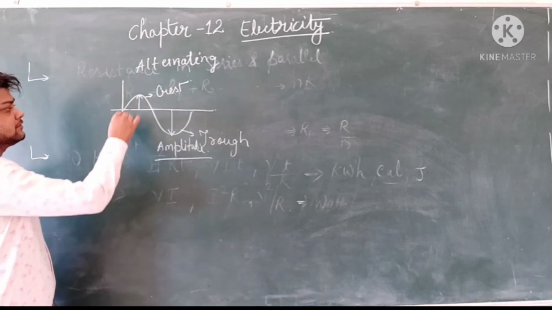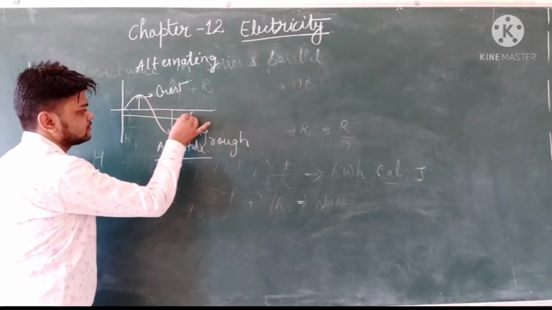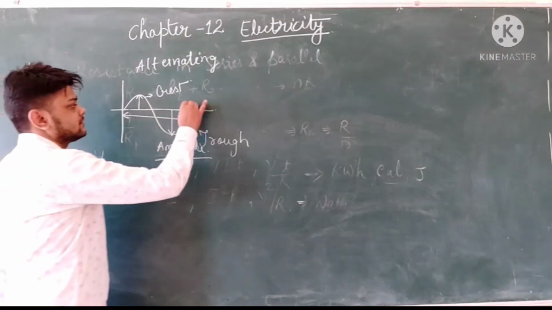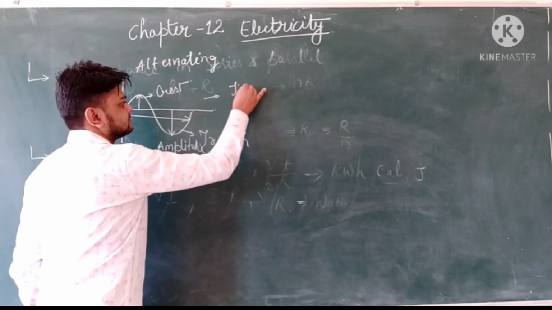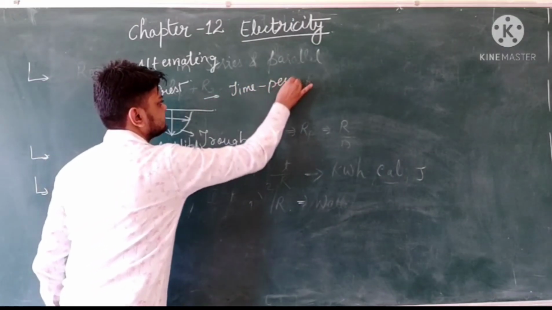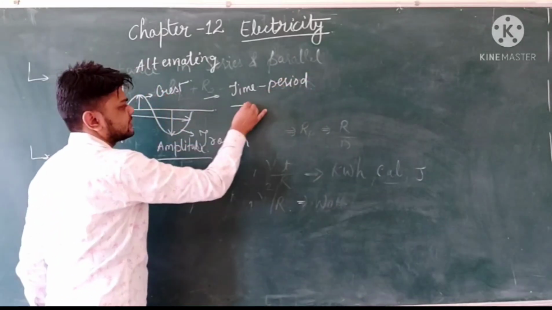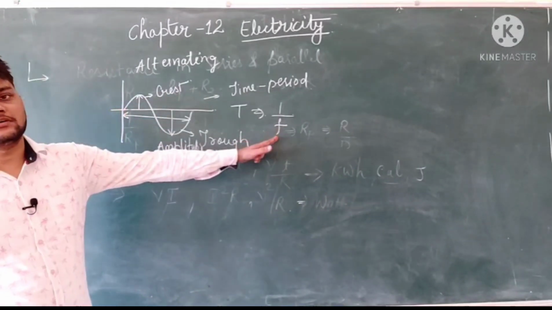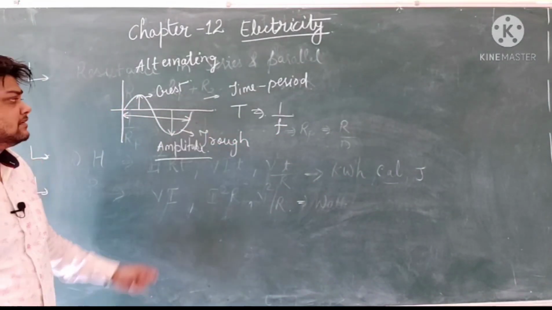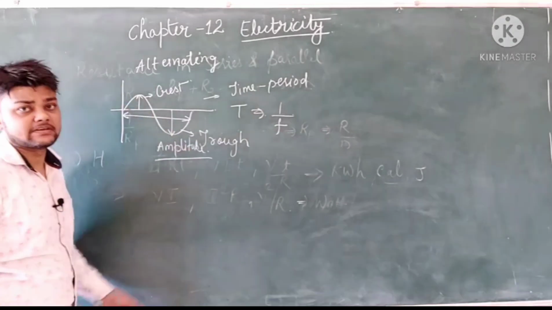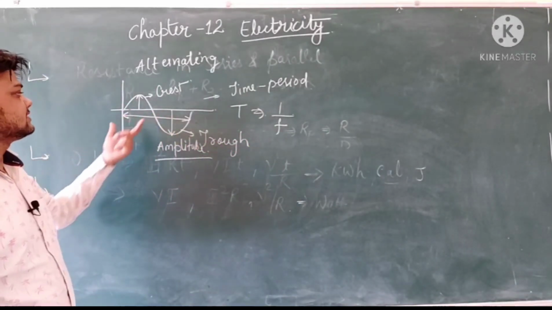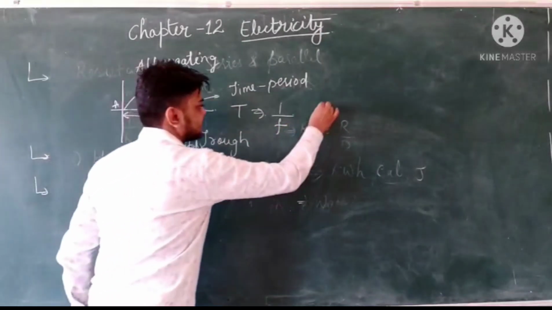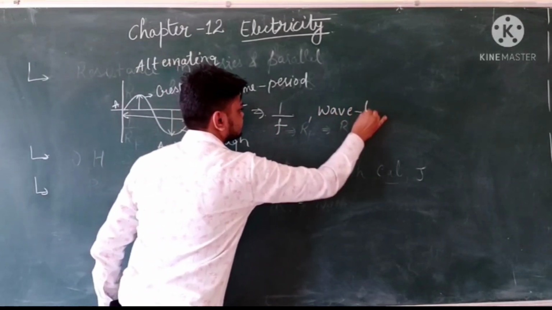Both will be amplitude. The time taken to make one complete wave or one complete cycle will be known as the time period. The reciprocal of time period will be equal to frequency, or the reciprocal of frequency will be time period. The horizontal distance from point A to point B will be known as wavelength.